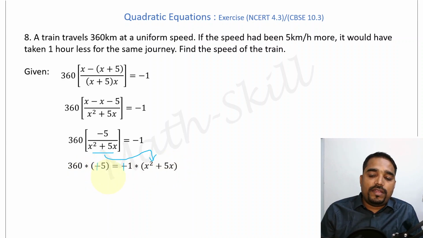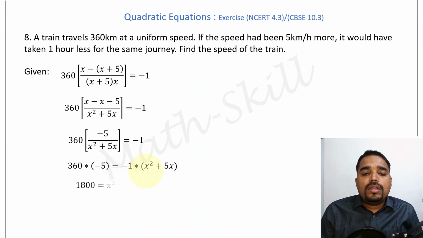360 multiplied by 5 would be 1800 is equal to x square plus 5x multiplied by 1 is same x square plus 5x. So this 1800 we have got by multiplying 5 with 360. 5 zeros are 0, 5 6s are 30, 0, 3 carry, 5 3s are 15 plus 3 is 18. That is 1800 we have got by multiplying these two terms. Also x square plus 5x multiplied by 1 is x square plus 5x.